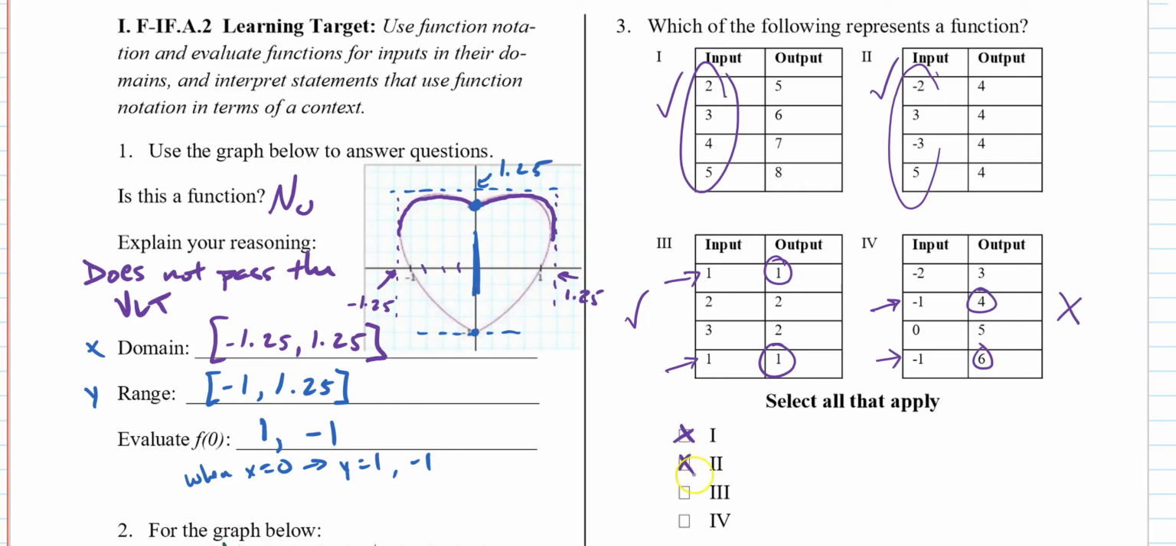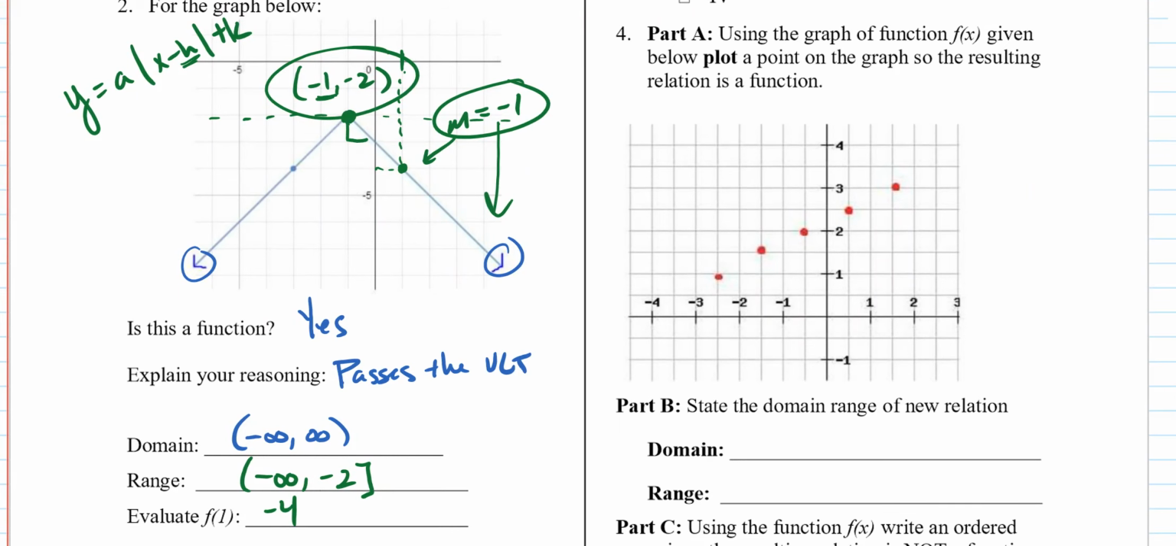Number 4, use the graph, plot a point so that the resulting relation is a function. Well, I just need to plot a point anywhere that's not on top of one of these other points. So I could put a point here, it's still a function. Put a point here, it's still a function. Put a point here, here. Any of those would be valid points.